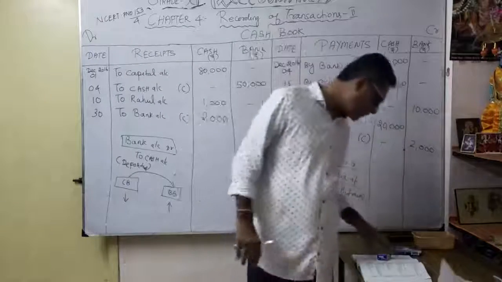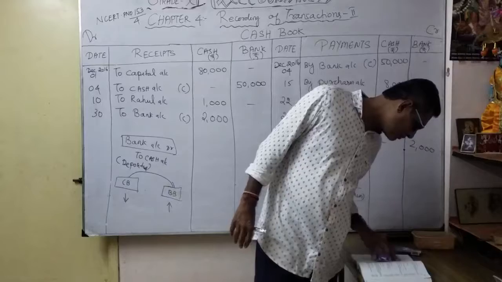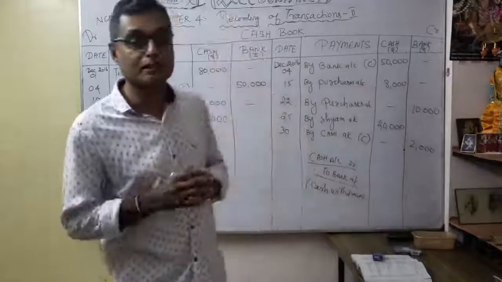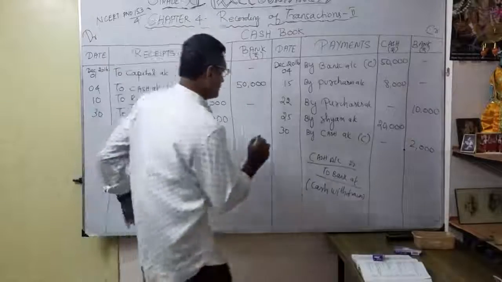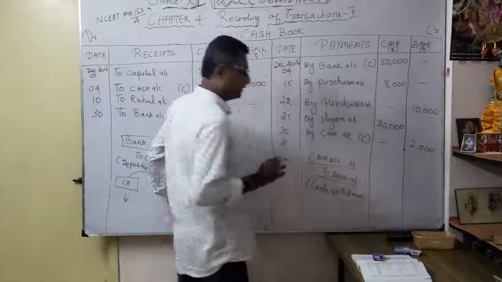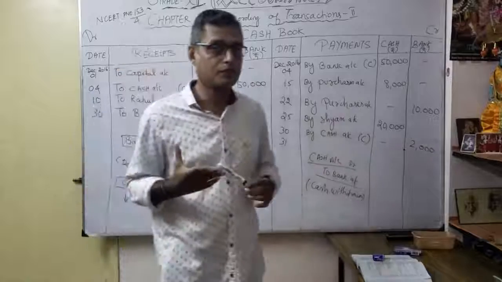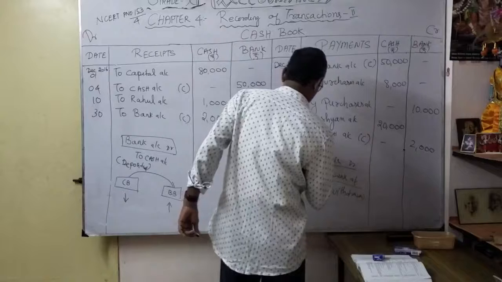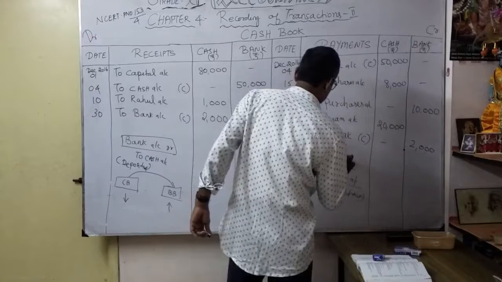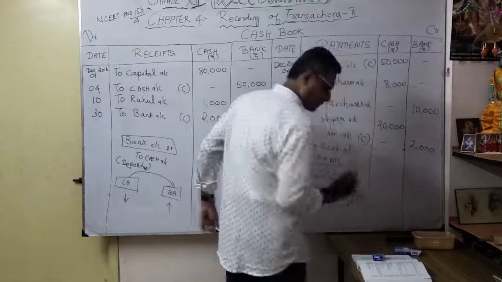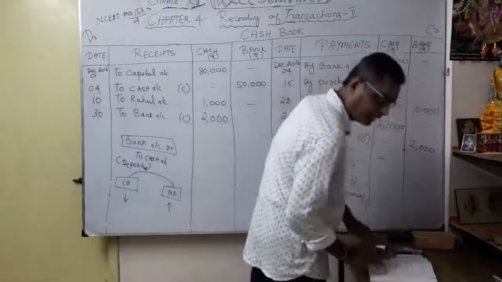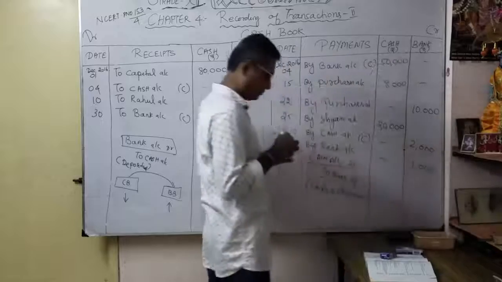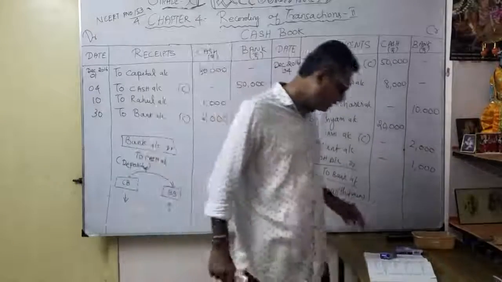Okay, then the next one, December 31, rent paid by check 1000. See, what is the entry? Rent paid by check. Rent account debit to bank, because it was given by check. So "By rent account, to bank, 1000." That is very important because it was given through check. Now understood? We have done almost all the entries.